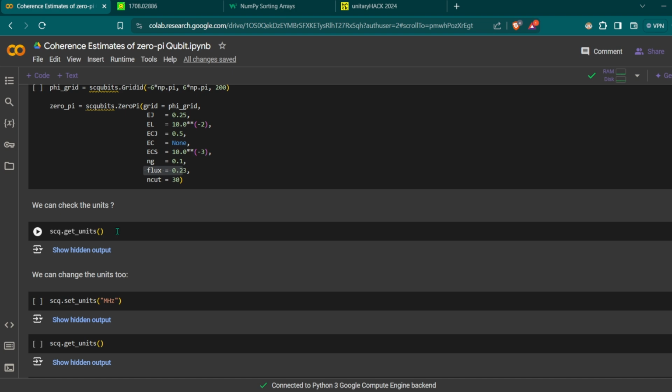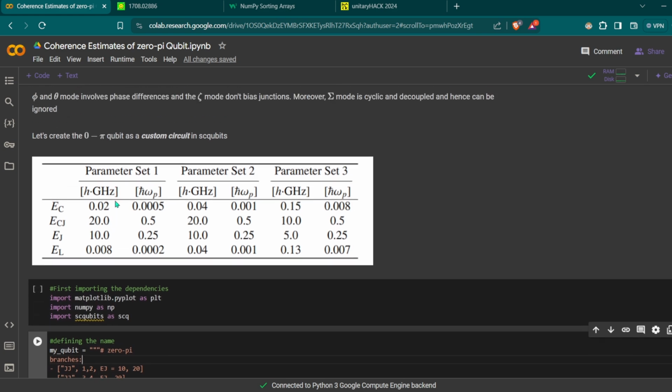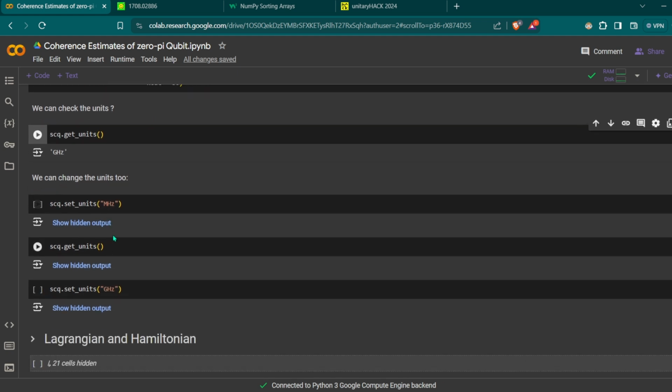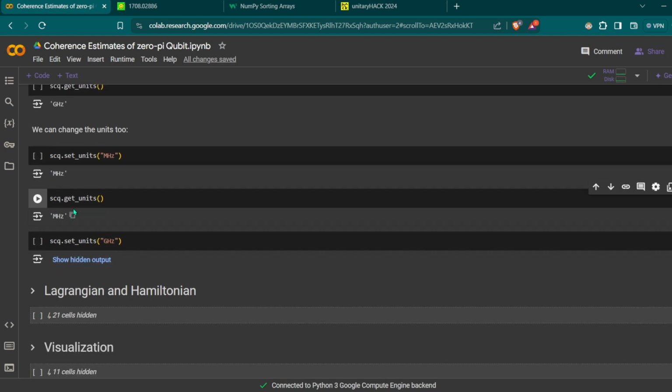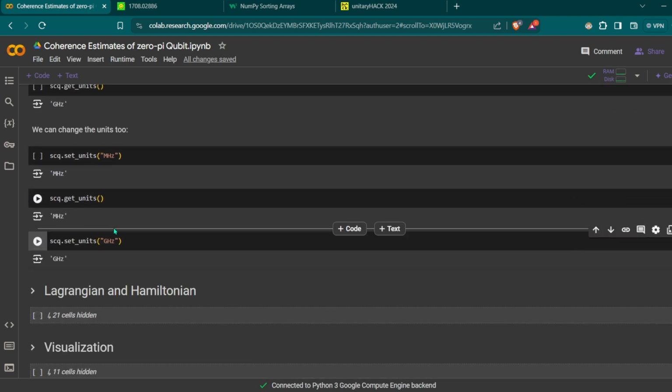Now, scQubits basically uses units in terms of gigahertz, as you can see from this parameter set. If you run this code, you can see directly that it shows gigahertz. So it's the default unit scQubits runs in, but you can also change the unit to megahertz using this type of command, and it will change to megahertz. If you check it here also, we'll get it in terms of megahertz too. So we are now changing it back to gigahertz, and you can use it from there.